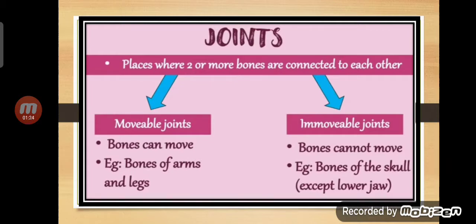The examples of the movable joints are bones of the arms and legs. You can move your arms and legs. Yes, children? You can move your hands and legs also. They are movable joints. And the bones of the skull: you cannot move your nose here and there, no? So these are the immovable joints.